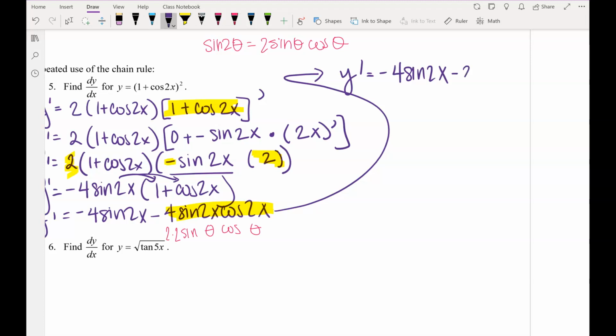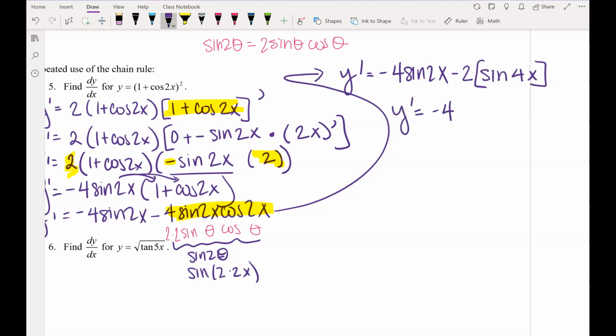I'm going to break it down. So I'm going to write 2, and then this right here, that's a double angle identity. Technically, if I write, okay, well, that's really sine of 2 theta, but guys, our theta is 2x, so this is really sine of 2x. Okay, so I'm going to replace with a sine of 4x. So that's where 4x came from. So final answer, y prime equals negative 4 sine of 2x minus 2 sine of 4x.